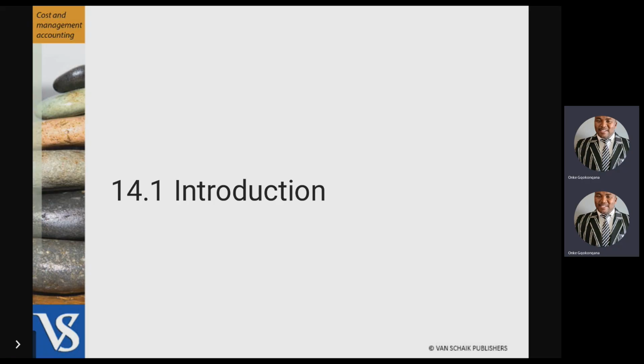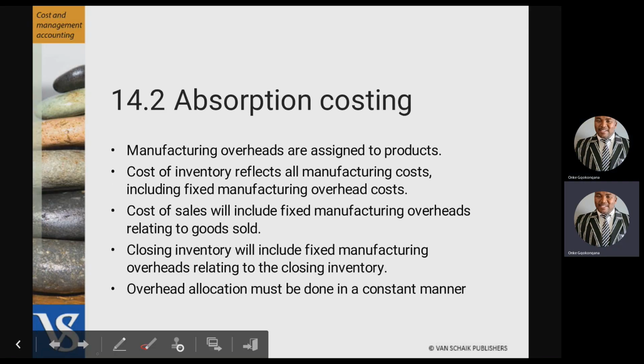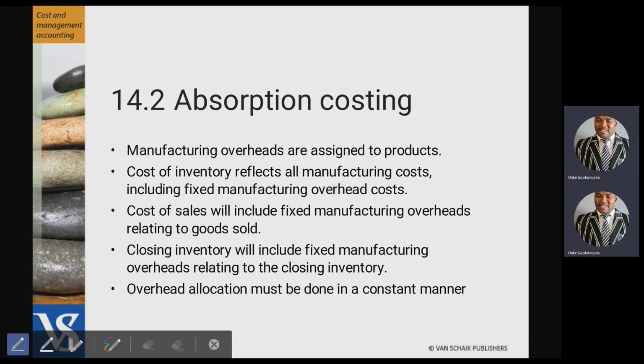Then looking at our introduction, we started with the absorption costing method. In this introduction, it's a matter of explaining how the two methods differ from one another. When we look at the absorption costing method, manufacturing overheads are assigned to production. When we say manufacturing overheads, we're talking about the entire manufacturing overheads that we have. They are assigned into our production.